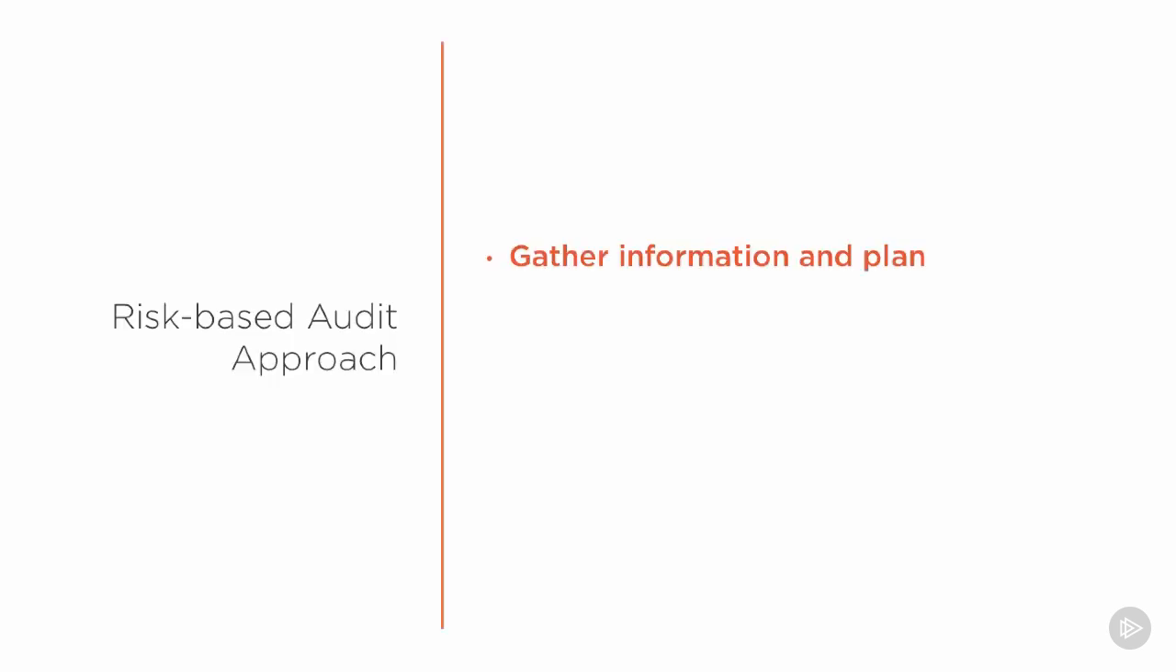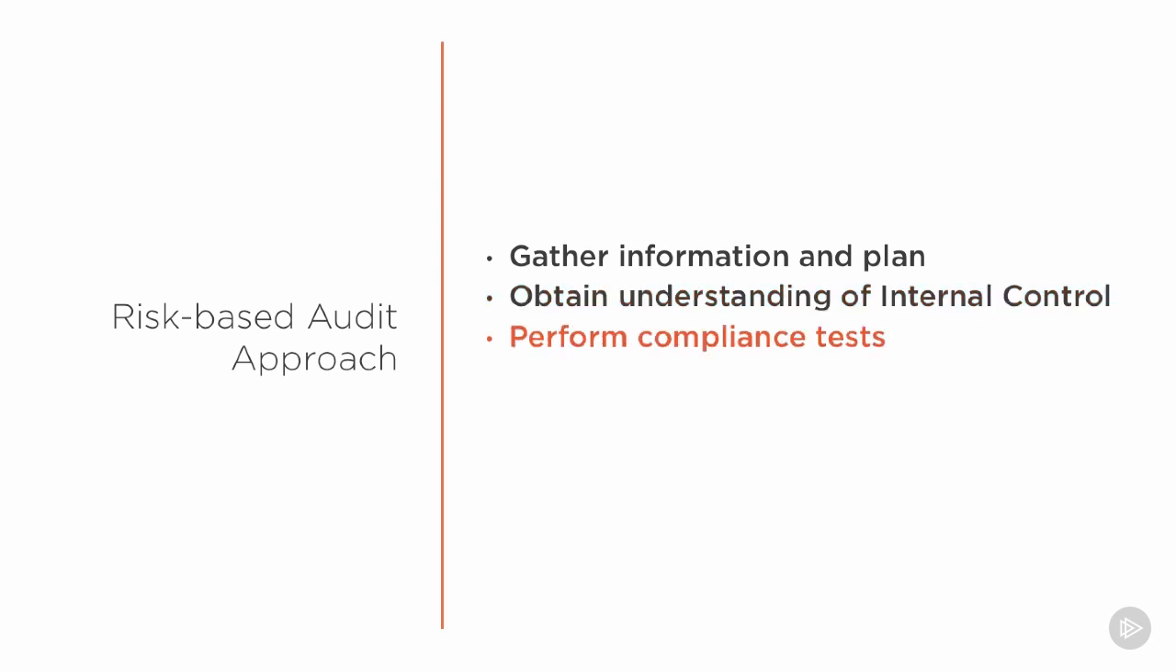When we take a risk-based audit approach, we go through a series of steps. The first one is to gather information, everything we can about the organization, and put together, based on that information, an audit plan. We will then attempt to gain an understanding of the internal controls in place, both those which are in place and those, of course, that are planned or in development. We will then perform compliance tests to make sure that staff and processes are compliant with the policies and procedures that have been mandated for that group.